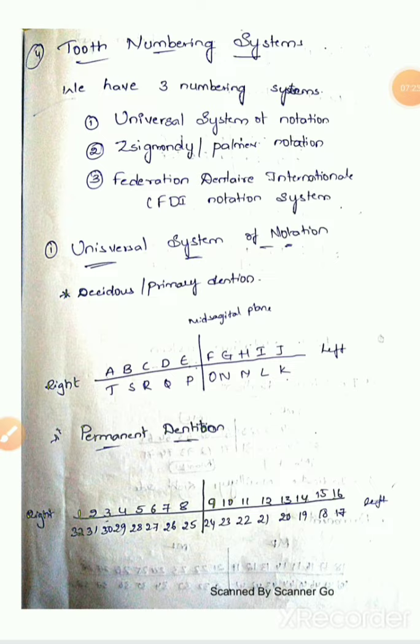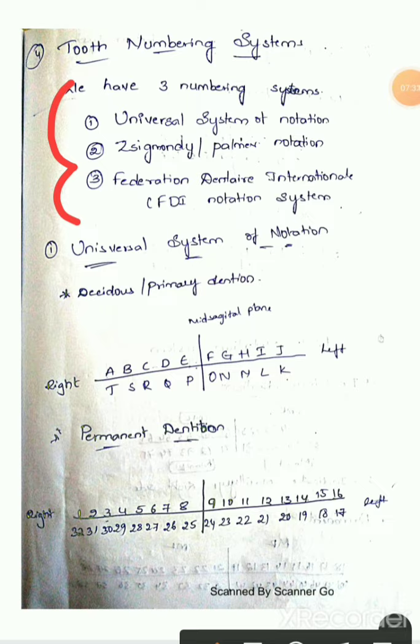universal system of notation, Zsigmondy and Palmer notation, and FDI, which means Federation Dentaire Internationale notation system. These three notation systems are commonly used. The first one is the universal system of notation. It is very simple. Each tooth has a specific identical number and is very easy to write but difficult to remember.